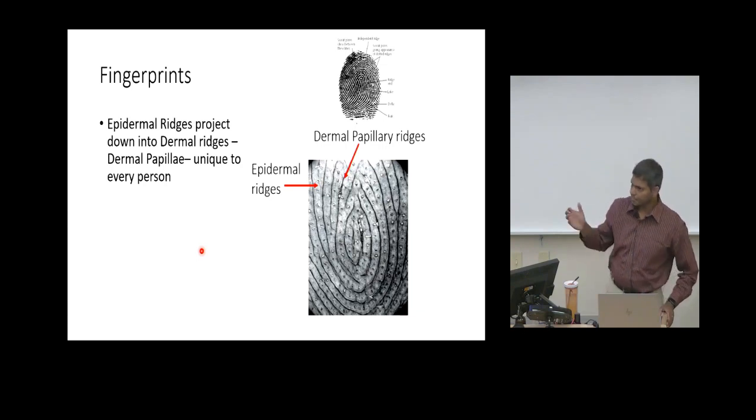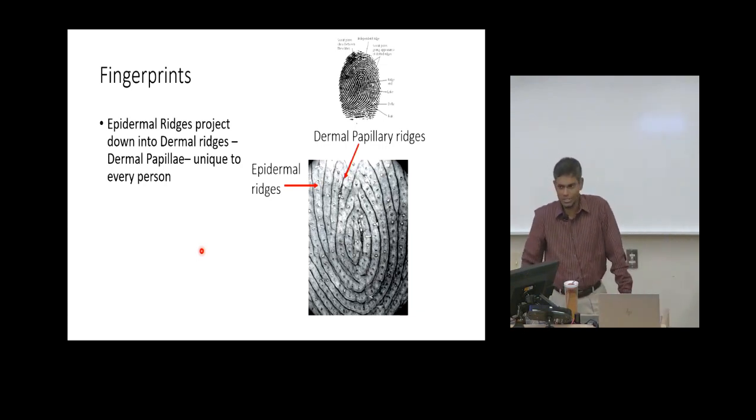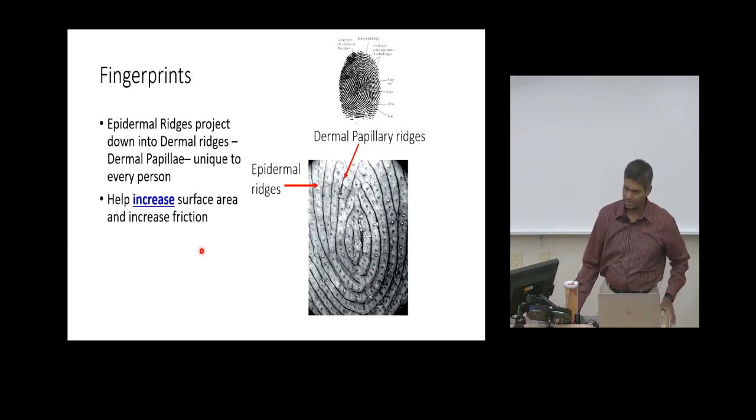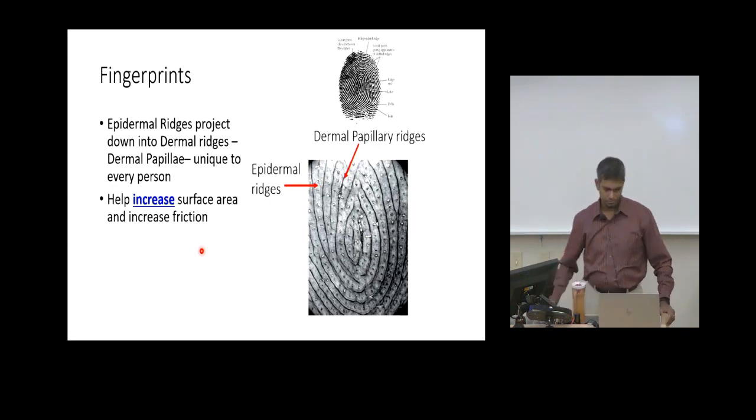And so in modern day society, we use this for personal identification to know if someone did a crime or not. But physiologically, these ridges play a role in increasing the surface area of the tips of the skin, and that can also help to increase friction when you're trying to hold onto something.